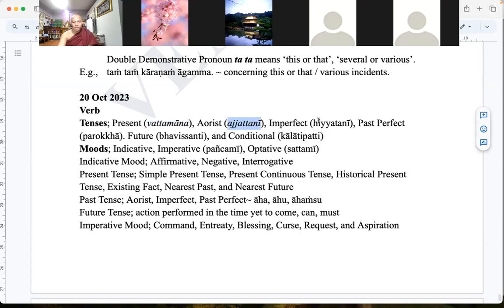Okay, that is just info for you. Some of you have already learned the Kaccayana, so you can compare with that.